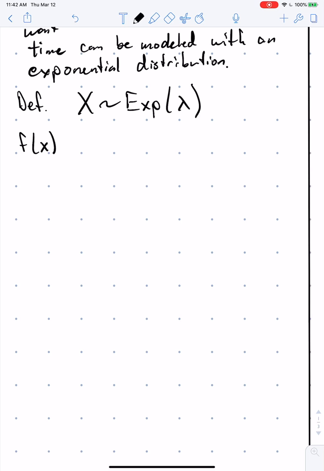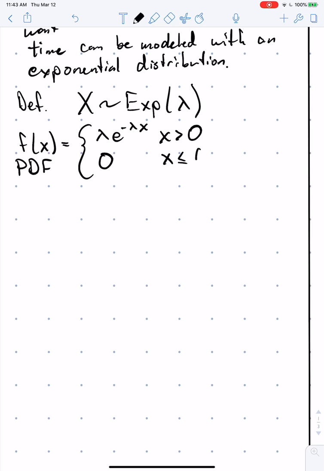Here f of little x, this is the PDF, the probability density function, should be equal to lambda times e to the negative lambda x for x positive. So these are waiting times, so they must be positive, and 0 for x less than or equal to 0. So this is a continuous random variable used to model wait times.